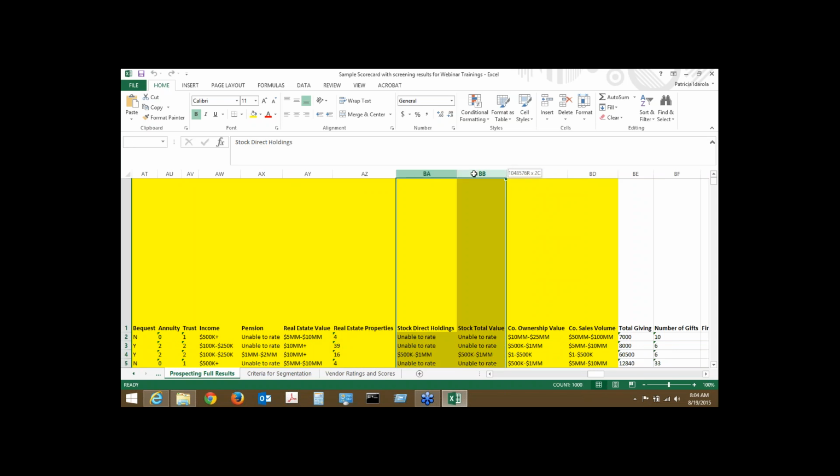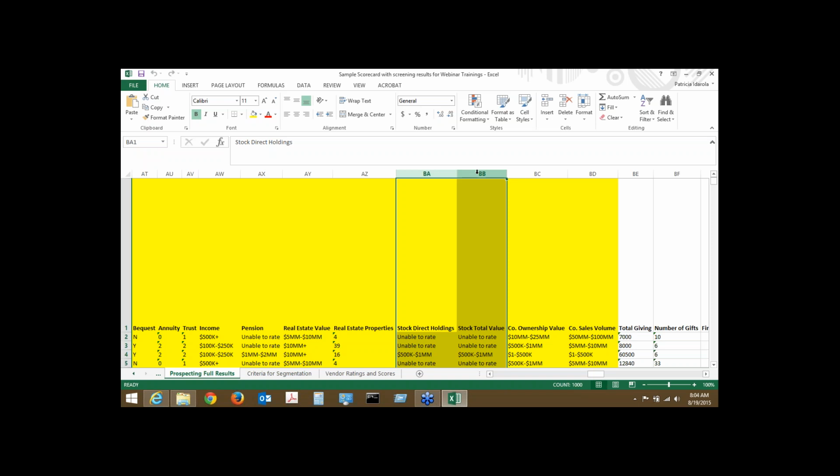You also have stock information in your file that comes from two data sources, Wealth ID Securities and Market Guide. So when I built your scorecard, I looked for a high quality of match in one of those two data points. You have direct stock holdings. So direct stock holdings is what a person holds directly. It doesn't include restricted stock or indirect stock. It's only the stuff that they could actually sell and give to you.